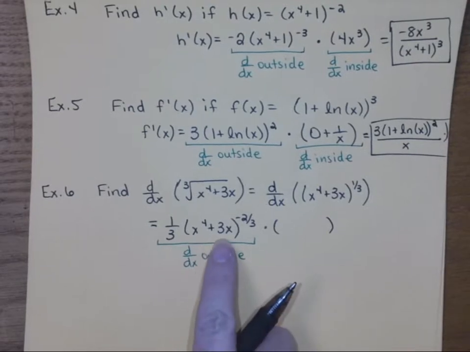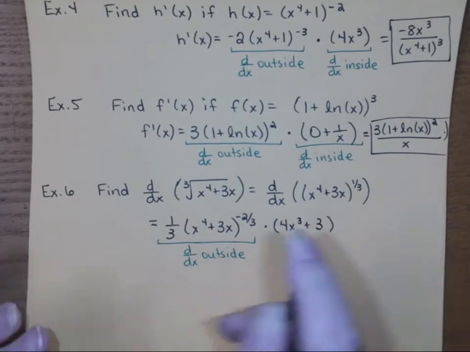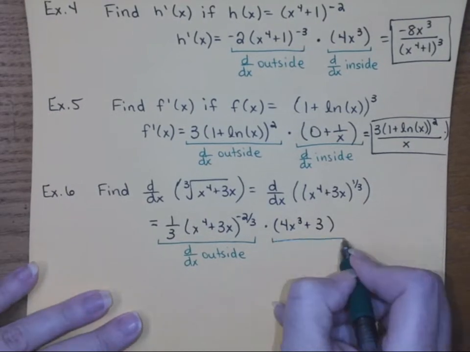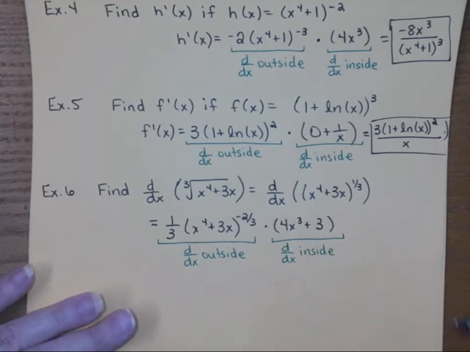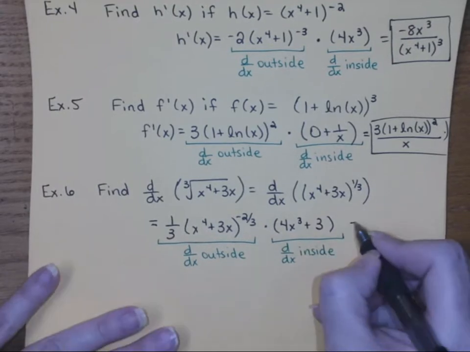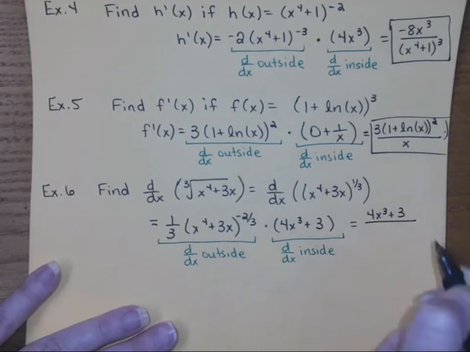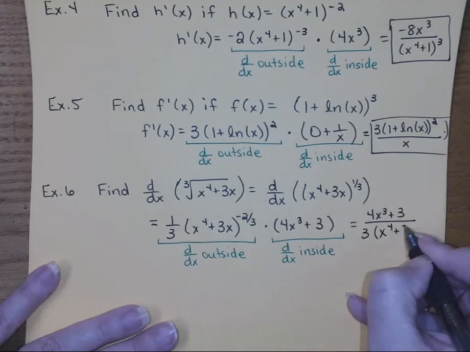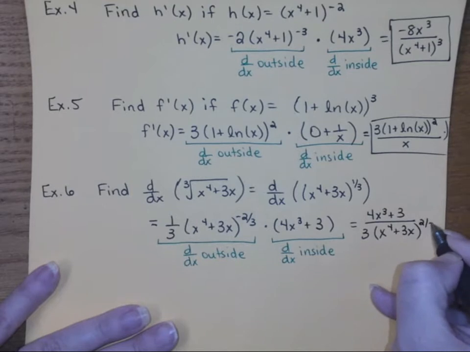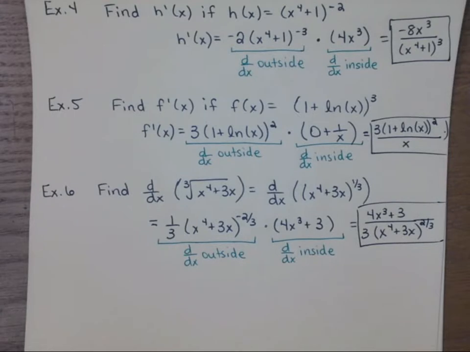Okay, so what would be the derivative of what's inside the parentheses? 4x cubed, right? Plus 3. Make sure if it has more than one part, you have to put parentheses around it. So in the end, let's decide what goes on top. This 4x cubed plus 3 goes on top. And then this 3, and then that parentheses raised to the negative 2/3 moves on the bottom because of that negative exponent. So in the end, that's what you get there.